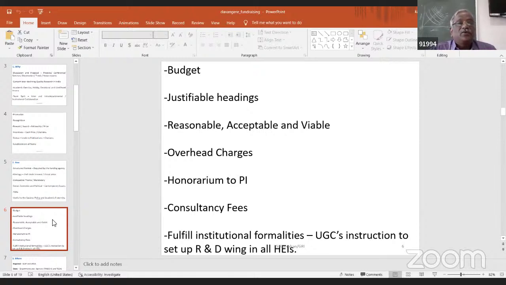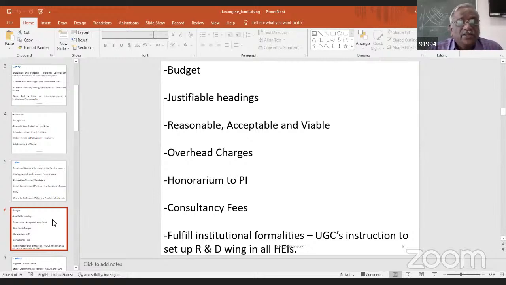Therefore, the budget amount should be kept in mind by keeping all your workable other headings, like the honorarium to the principal investigators, the data collection charges, consultancy fees, etc. So all the budget headings under justifiable heads should be explained in a very meaningful, very convincing manner, and also in a very reasonable, acceptable, and viable manner. Your heading should be justified.